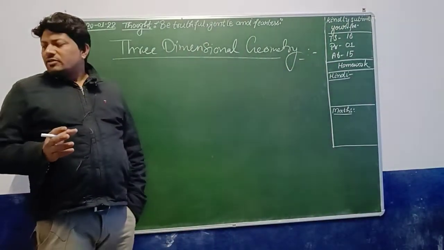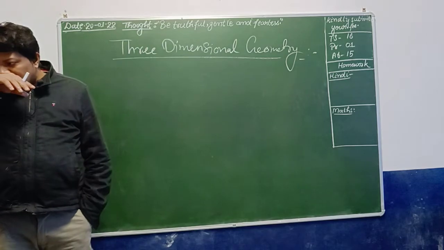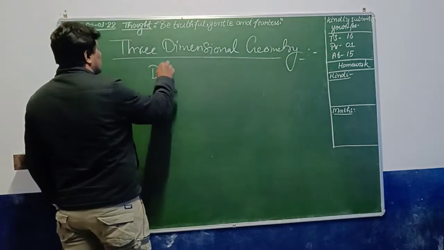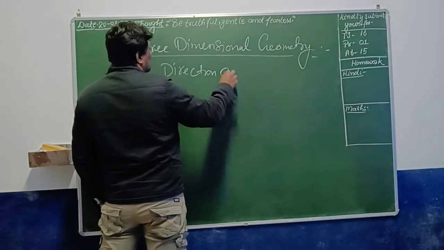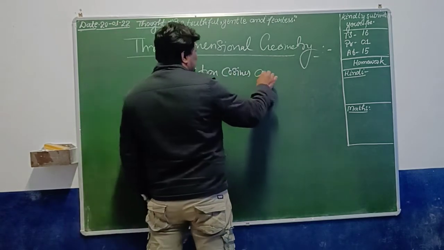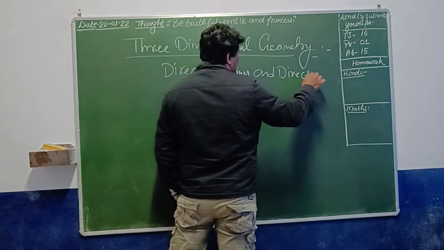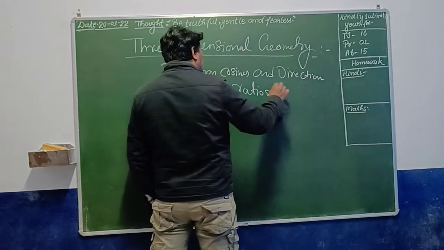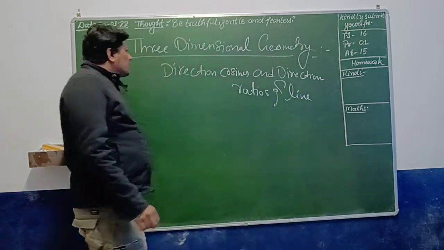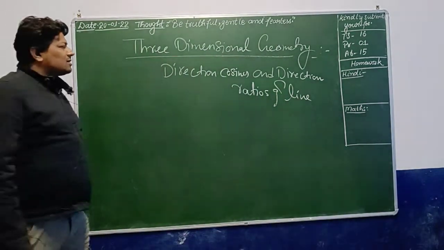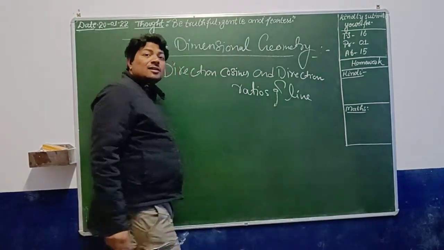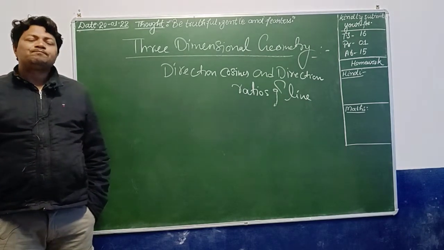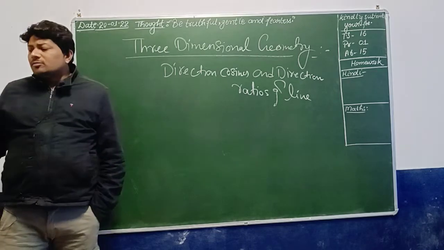So when you talk about the geometrical and analytical purposes, you can talk about direction cosines and direction ratios of a line. Is it clear? So what are you thinking about direction cosines and direction ratios of a line? Here we have to discuss this thing.